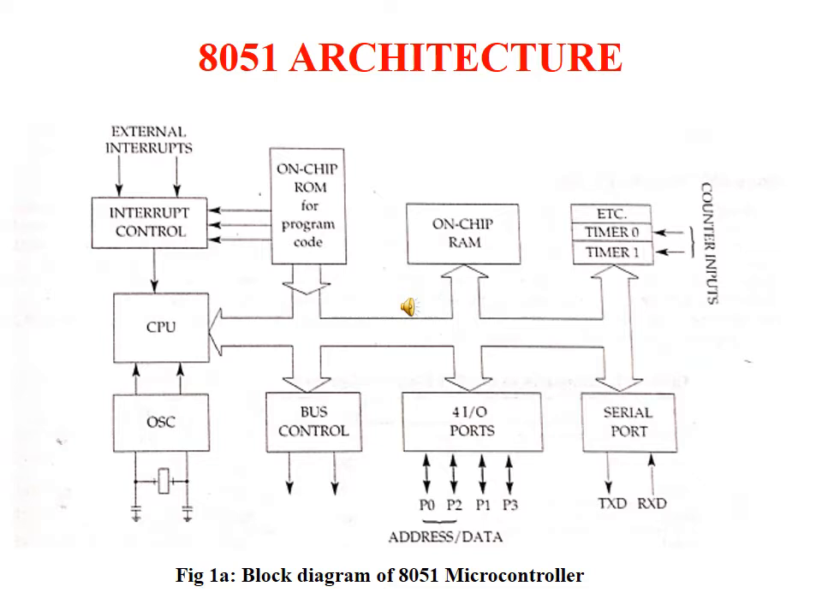Next is the interrupt control. Interrupt means disturbing the normal sequence of the execution. The 8051 microcontroller has a total of 5 interrupt sources. The first 2 interrupts are hardware, the remaining 3 are software. INT0, INT1 are the 2 external hardware interrupts. TF0, TF1 and the serial port are the 3 internal interrupts.